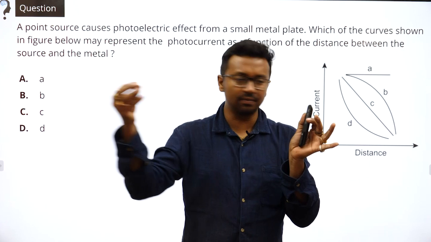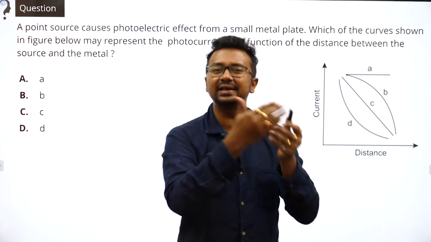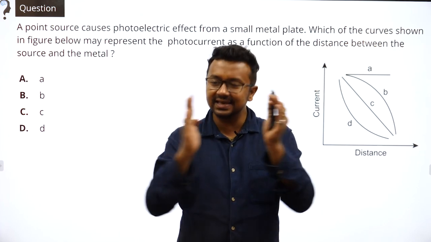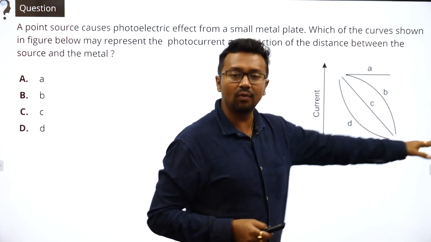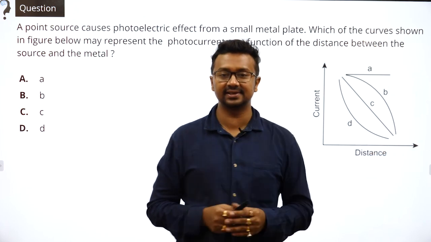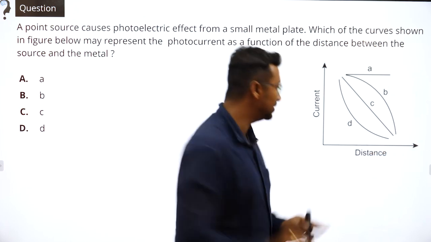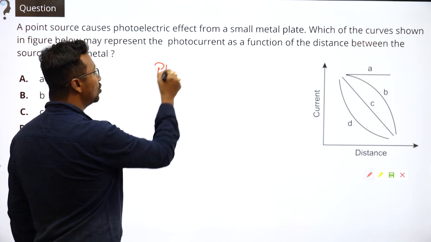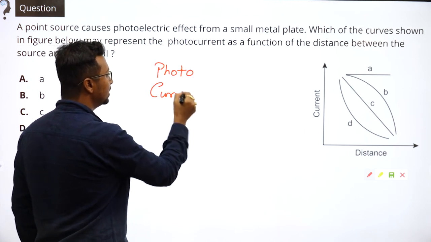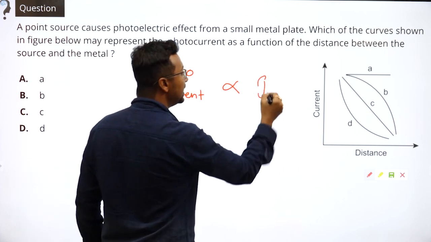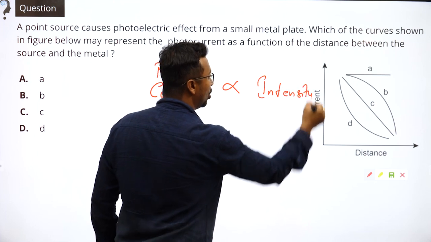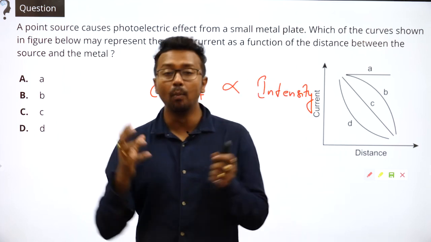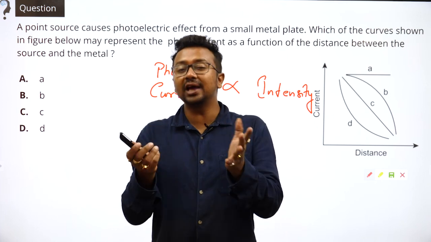Now, because the light is coming from the source and hitting the metal surface, photoelectrons are getting ejected, resulting in photocurrent. They are saying that in case I increase the distance from the metal surface, what is the relationship between the current and the distance? The simple logic behind this is about two relations. My dear students, the photocurrent is directly proportional to intensity. Whatever the intensity of the light falling on the surface, the more intense the light, the more photoelectrons are ejected, as a result of which the photocurrent will be higher.